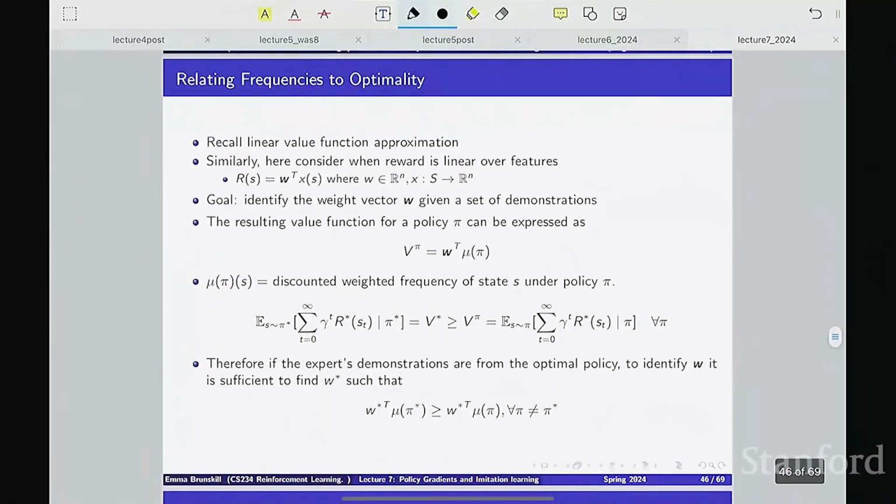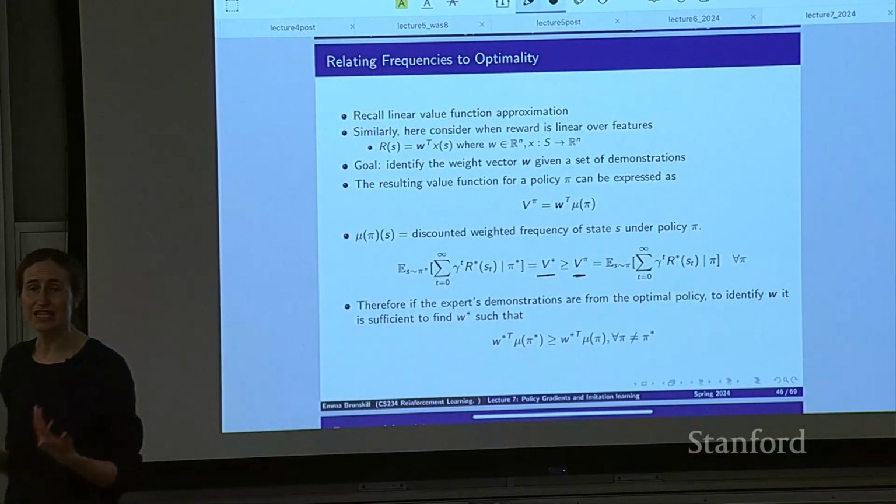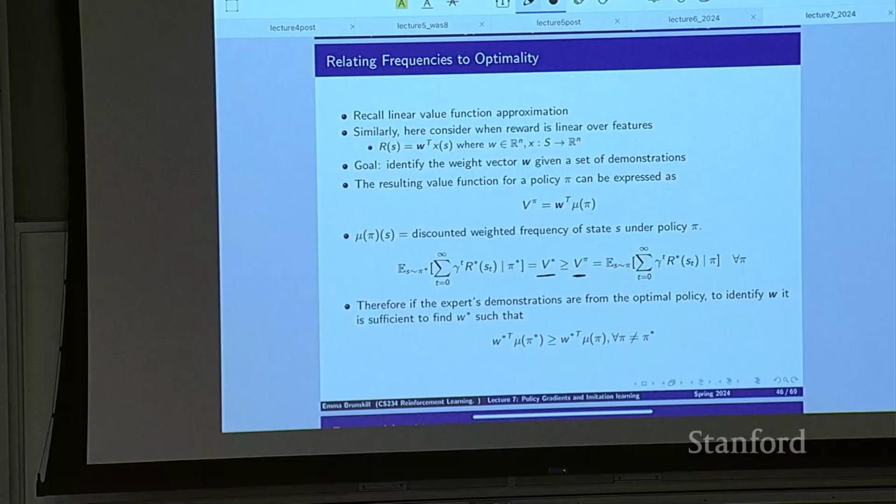So we can rewrite that as saying that the value of V star has to be greater than V, which means that we can just write it down in terms of this and the resulting frequencies. So therefore, the expert's demonstrations are from the optimal policy, and to identify W, it's sufficient to find a W star such that this holds. So we know this has to be true under the true expert, that under the true W, the features we get under the expert policy have to have a higher reward than the features we get under any other policy. So this gives us a constraint when we are searching for what W is, because remember W determines our reward function. This has to hold. Okay, this is a constraint.